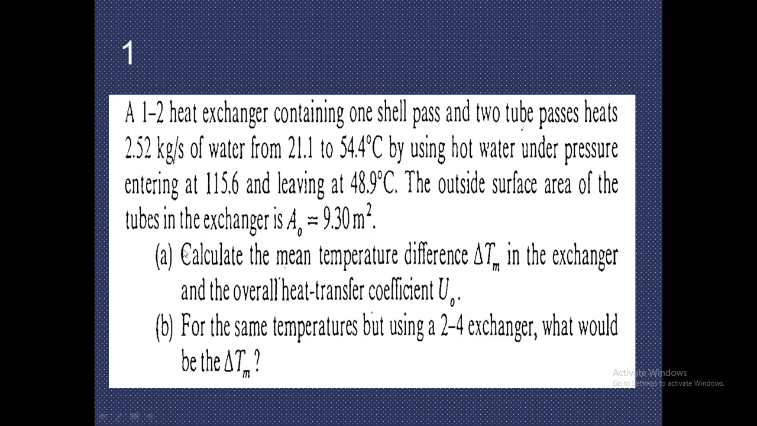Now, letter B is just a redo of letter A, but this time you're not using a 1-2 heat exchanger, but a 2-4 exchanger. Now you're just asked for the delta T mean. So in this case, I'd like you to take a picture of the problem that we're going to solve. I go to the Jamboard. That way we will not go back to the same problem while we are solving it. Okay?